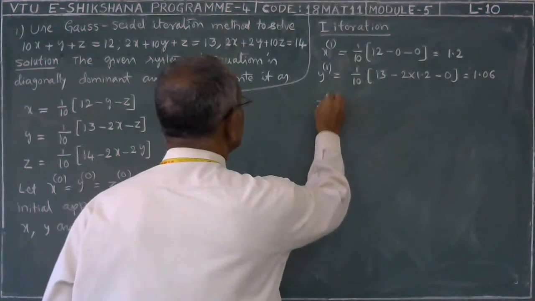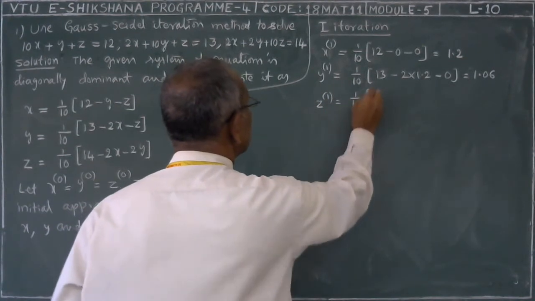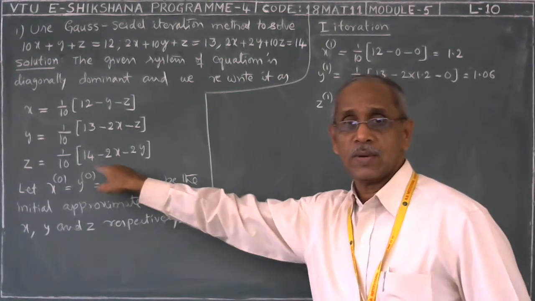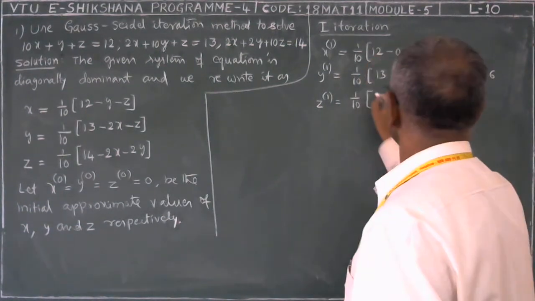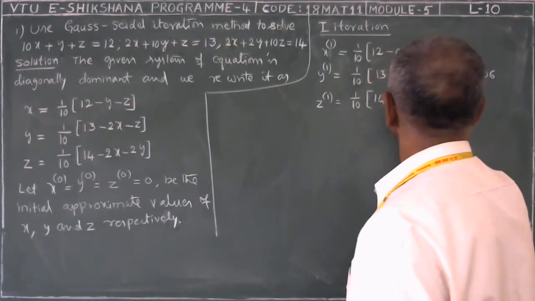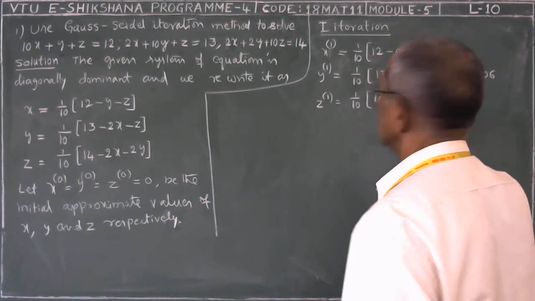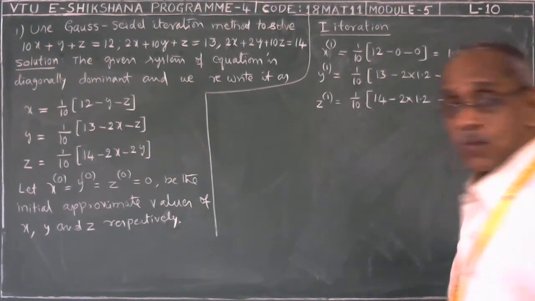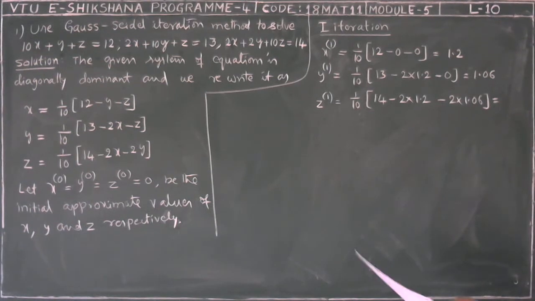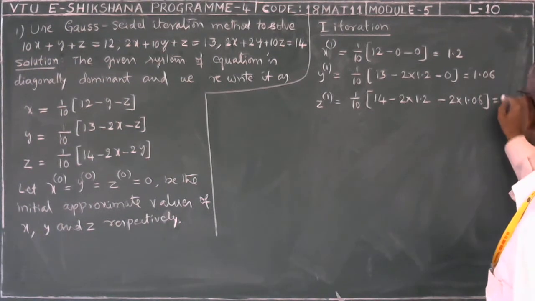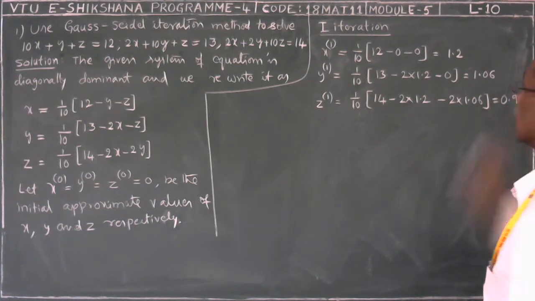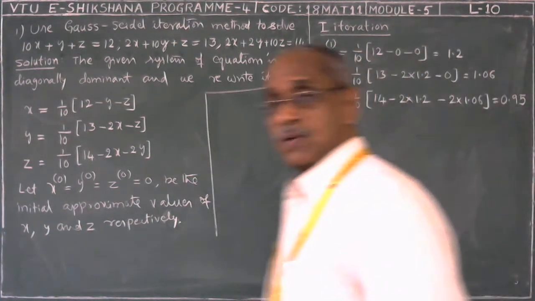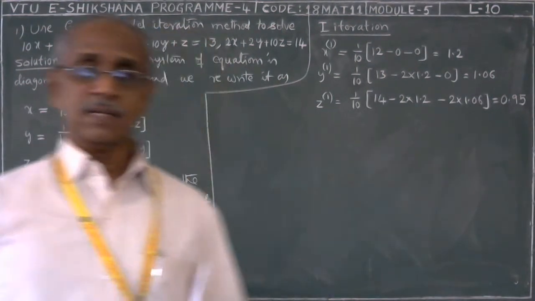Then the first approximation to z is 1 by 10 into, now I will use these two values here to get the first approximation to z. So 40 minus 2 into 1.2 minus 2 into 1.06. If you carefully compute, you get 0.94. So 1.2, 1.06, 0.95 constitute the first approximate values to x, y, z respectively.